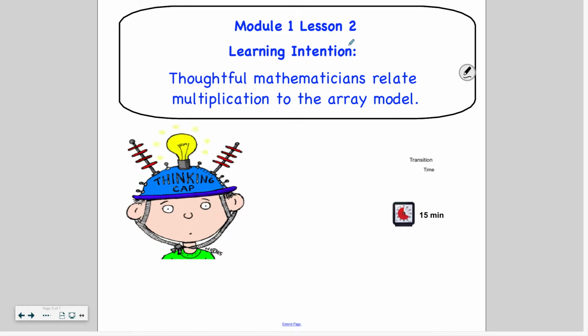So let's get started. Today we're doing Module 1, Lesson 2, and our learning intention is thoughtful mathematicians relate multiplication to the array model. And I'll explain what that is in the actual lesson, so don't worry if you don't know what an array is.